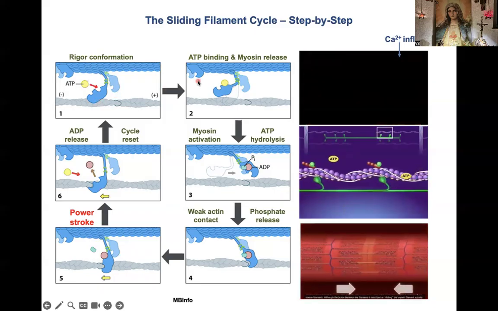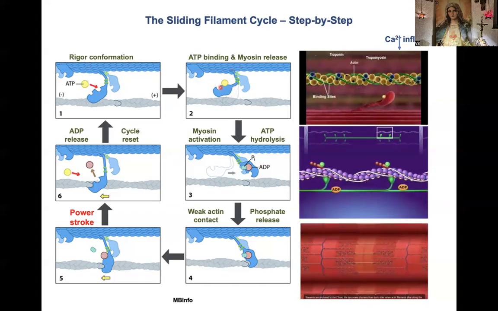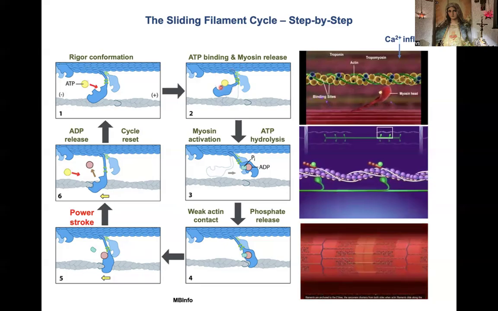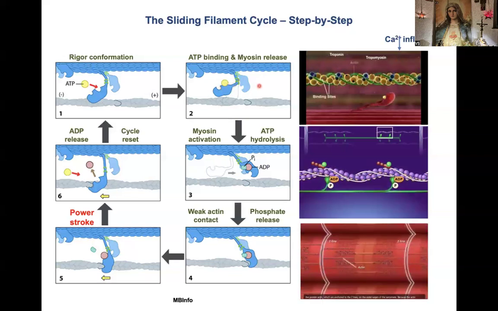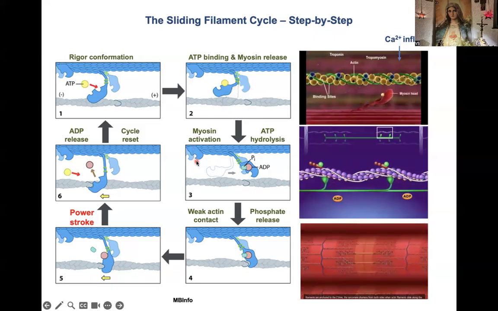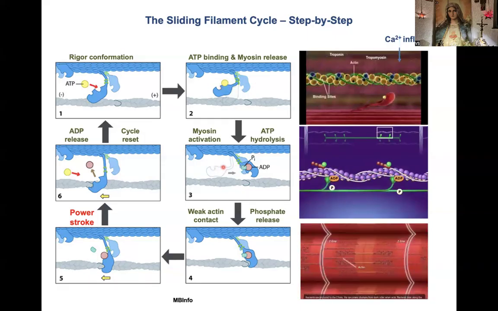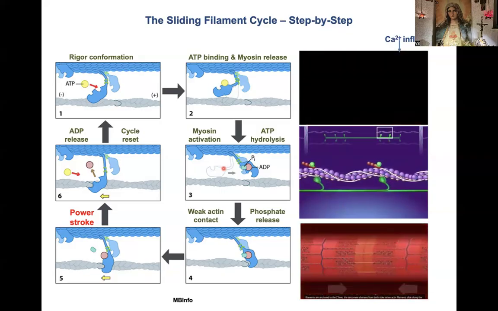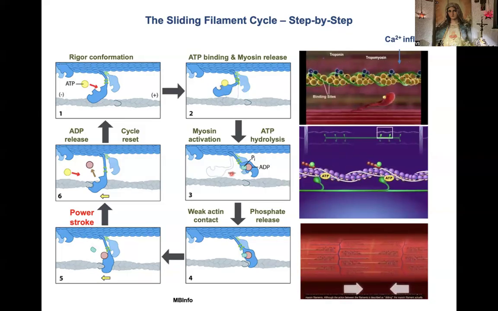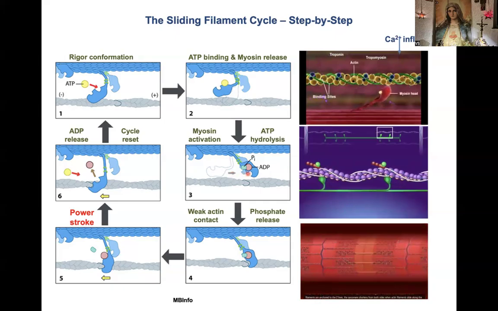Now step 2. ATP binding and myosin release. ATP binding to myosin. ATP binds to the myosin head, reducing its affinity for actin and causing it to detach. Step 3. Myosin activation and ATP hydrolysis. Myosin head repositioning forward. ATP triggers a shift in the lever arm, moving the myosin head 5 to 10 nanometers along actin. ATP is then hydrolyzed, leaving ADP and inorganic phosphate behind.